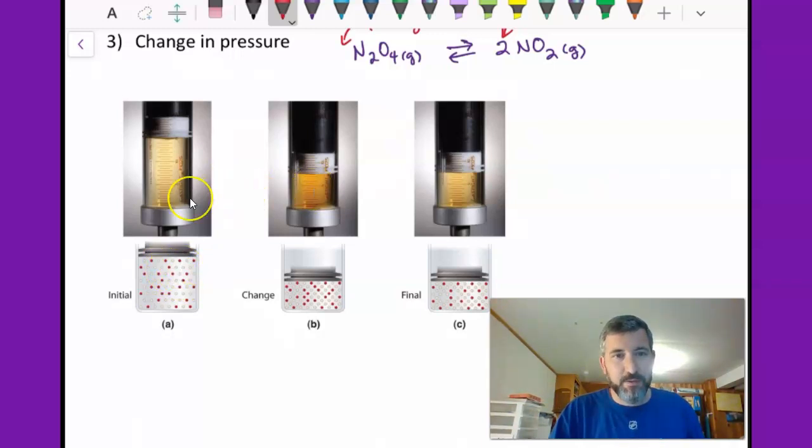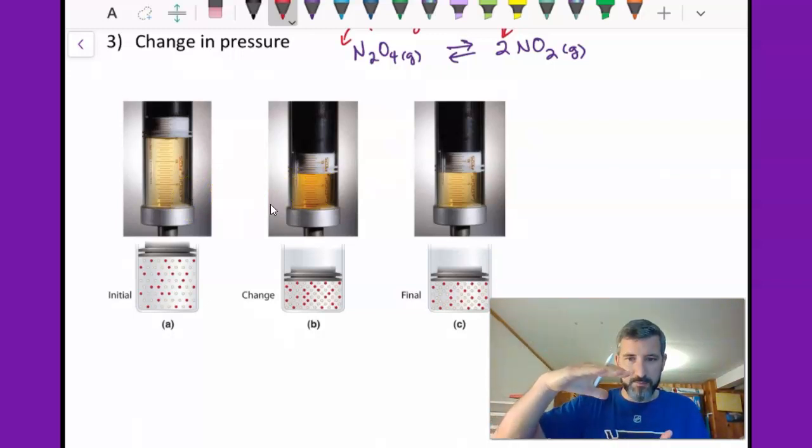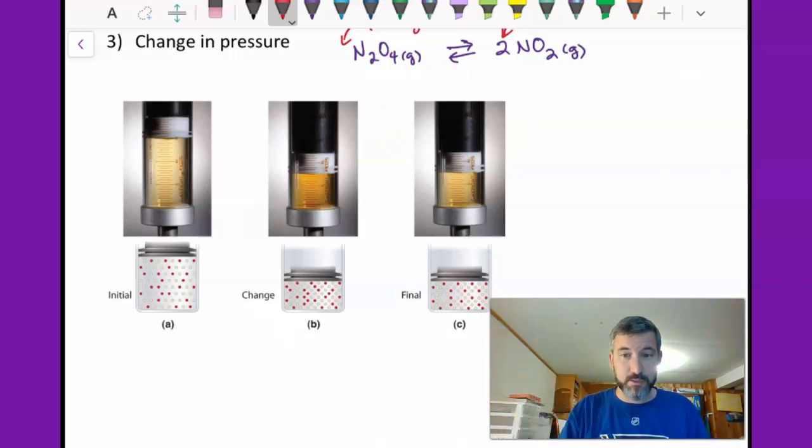What's happening here from the first syringe to the second one is they've just pushed the piston in and made the volume smaller, which of course is going to do what to the pressure, right? It's going to increase the pressure.